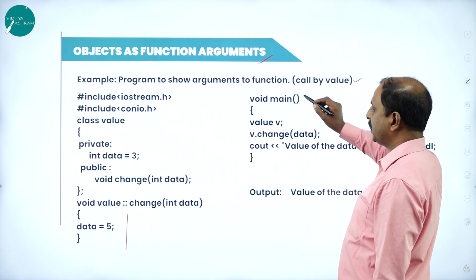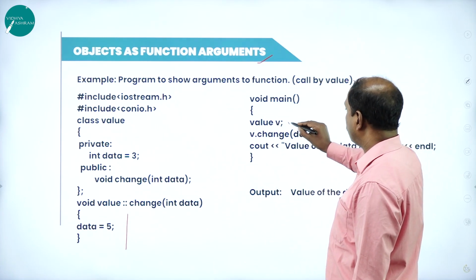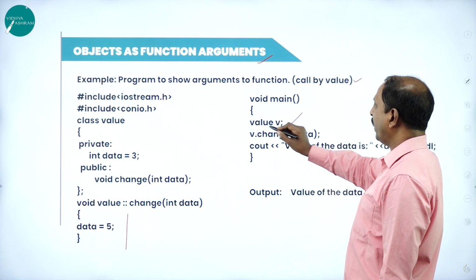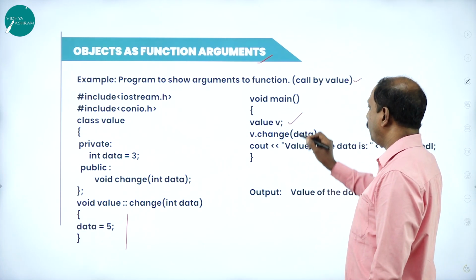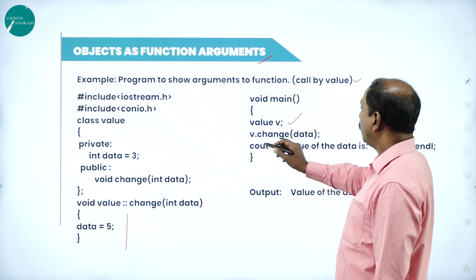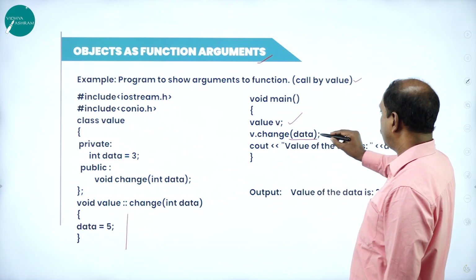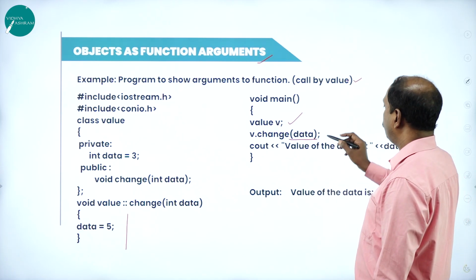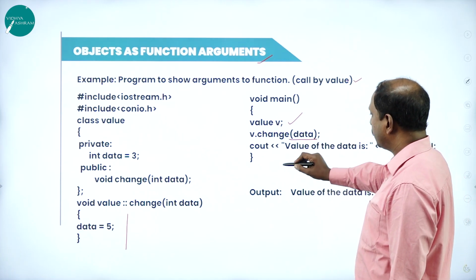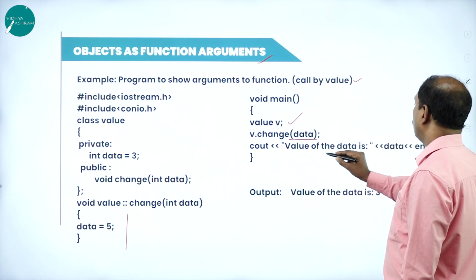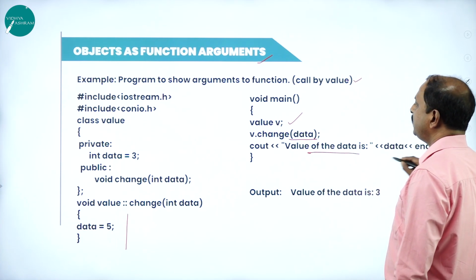So in the main function, the first step is to create an object of the class. Value v, Value is the name of the class, v is an object. Next v dot change, we are invoking the function with the argument. So here data is the argument. When we pass the value here, after that we are printing the value. The value of the data is data.